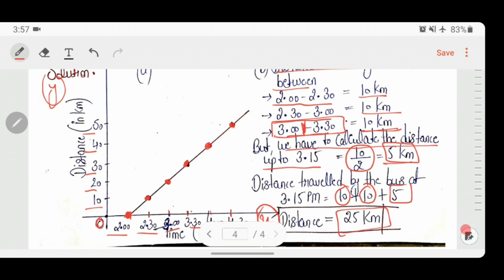This means the car travels a distance of 25 kilometers from 2 p.m. to 3:15 p.m. So students, these are the numericals given in your second chapter, which is force, pressure and motion. This is how you can simply solve these numericals. I hope that you got all the concepts of these numericals.